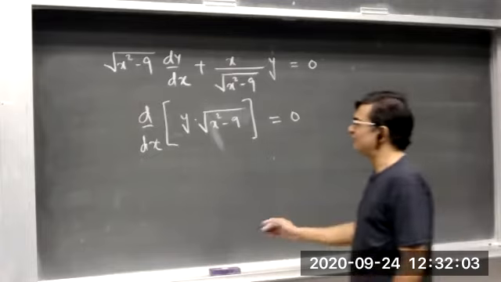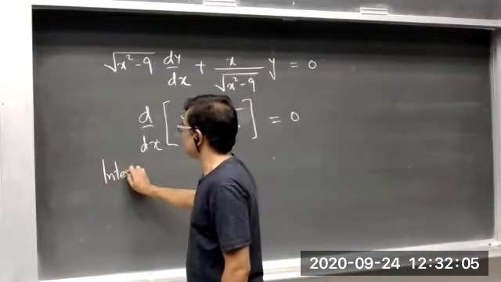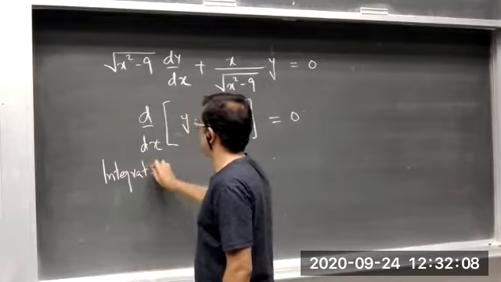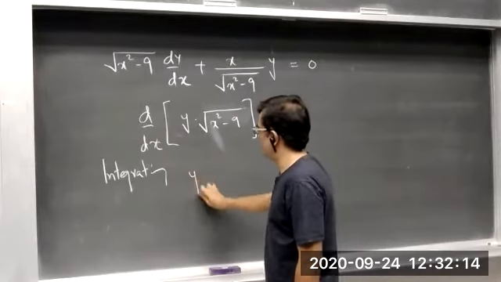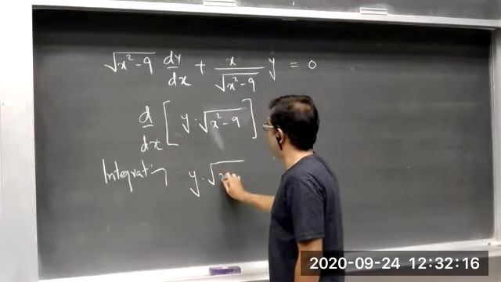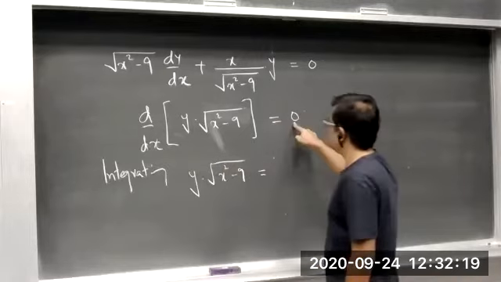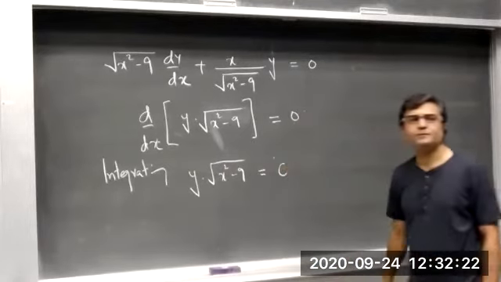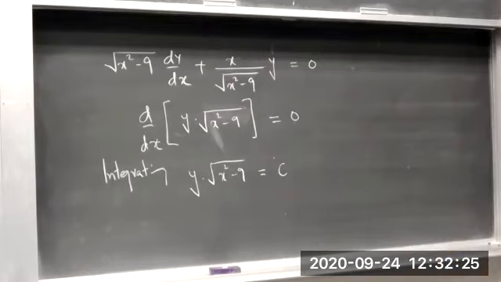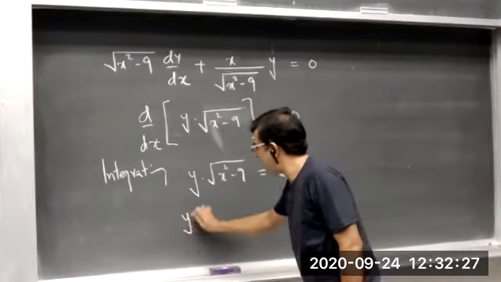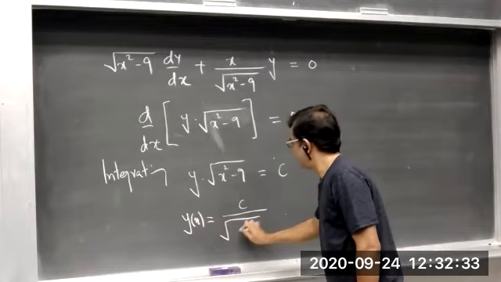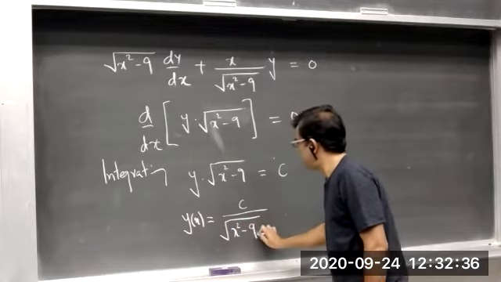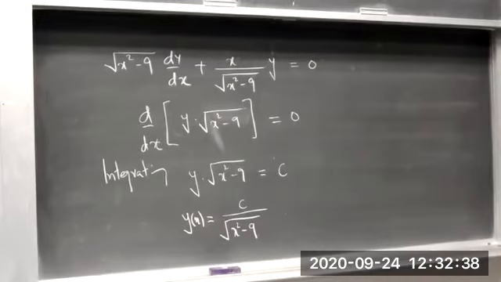Now, integrating both sides, what do we get? The integral and derivative cancel. What we have obtained is y times square root of x square minus 9, and the integral of 0 is a constant c. Now from here we can write that y of x is c divided by square root of x square minus 9. Now this is the solution of the given differential equation.